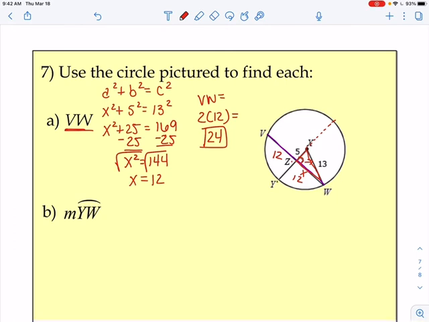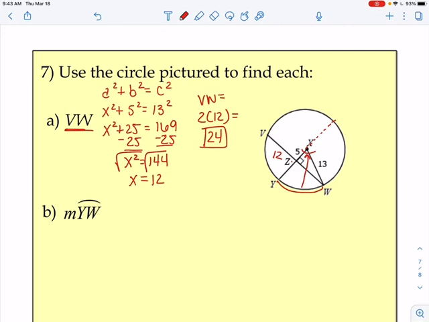And then the last thing that we need to find is the measure of arc YW. So YW is right here. That is going to be directly opposite this central angle right here. If I can find that central angle, then the measure of that angle is going to equal the measure of that arc. So now we're going to have to go into our bag of tricks.